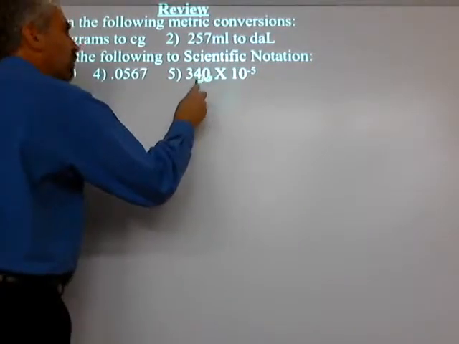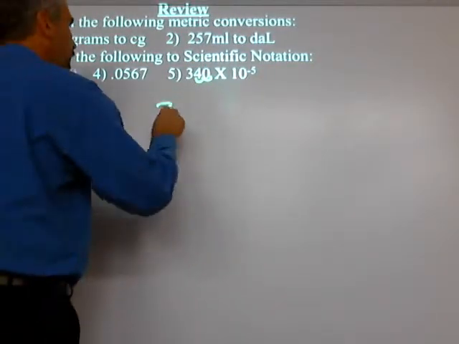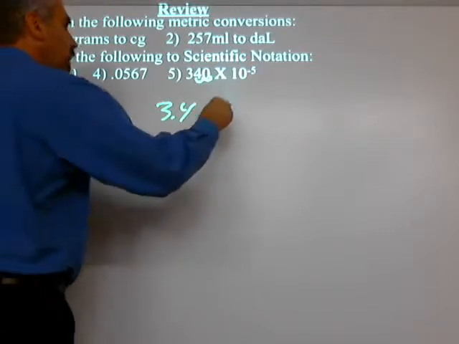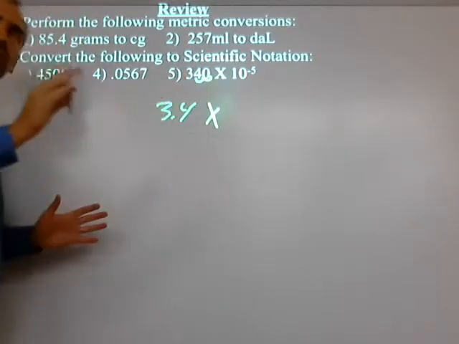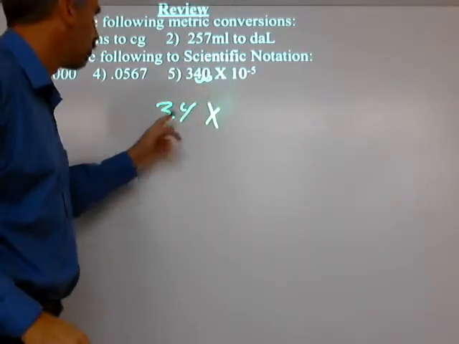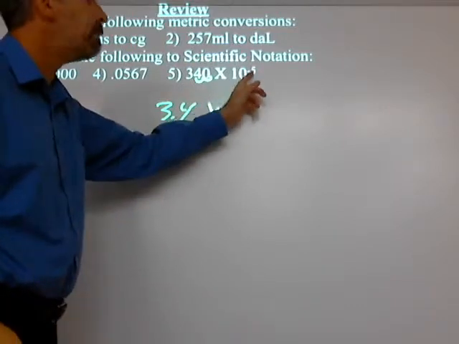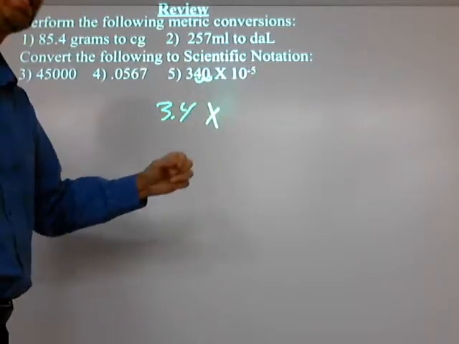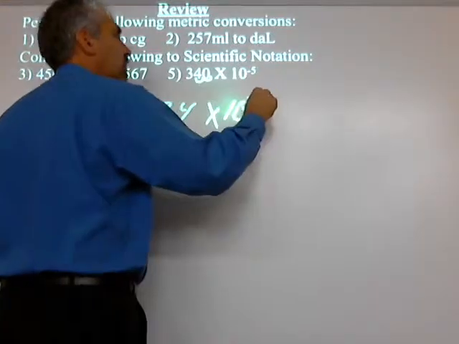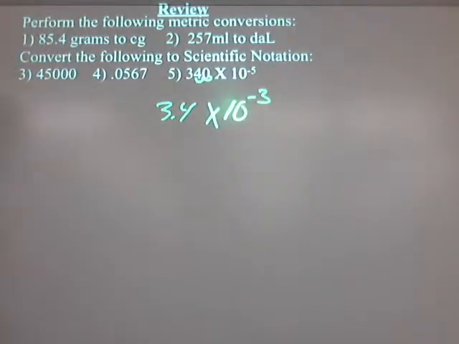I got to move him over 2 spaces and make him 3.4. And then, this is the tough one now, I made him smaller by 2 spaces. I got to make him bigger by 2 spaces. How do I make a -5 bigger by 2 spaces? -3. I bet a lot of people have -7. Okay?